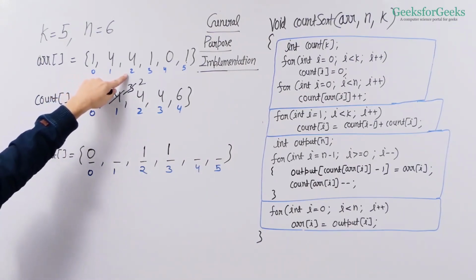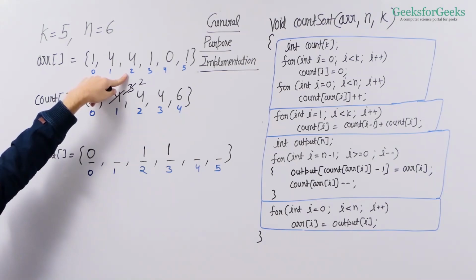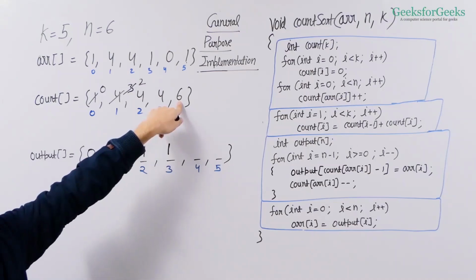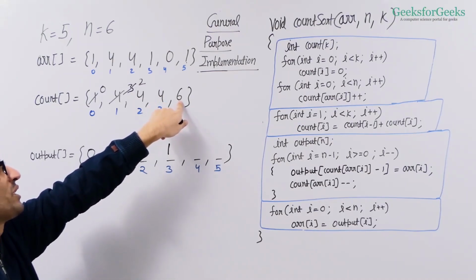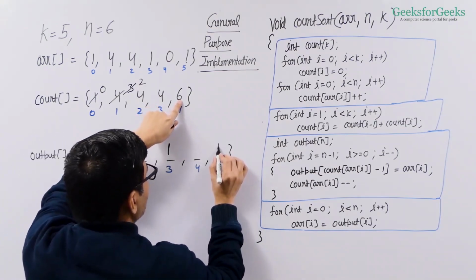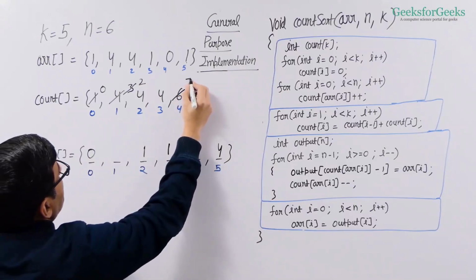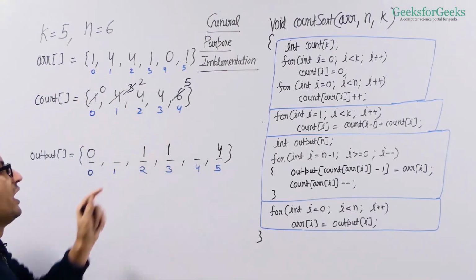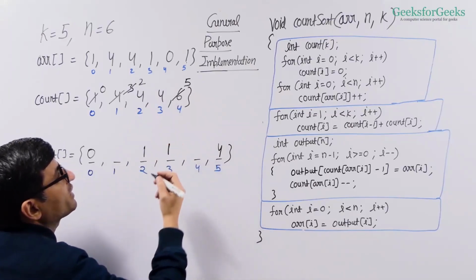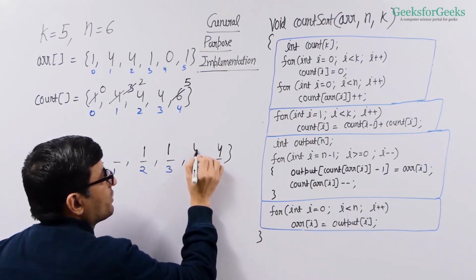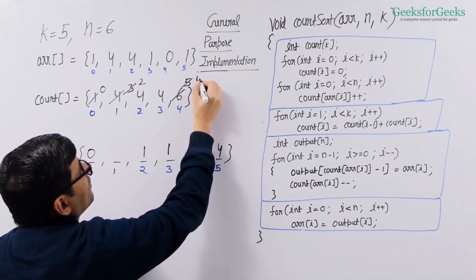Now we go to the next element, 4, and we use this 4 as an index and we get the count value as 6. That means there are 6 elements smaller than or equal to this 4, which means we need to put it at the 6th position, which means at index 5. So we put 4 here and we reduce its count to 5. Now we go to the next one. This one is 4. We use this 4 again as an index in this array and we get the count as 5, which means this should go at the 5th position, which means index 4. So we put 4 here and reduce its count to 4.